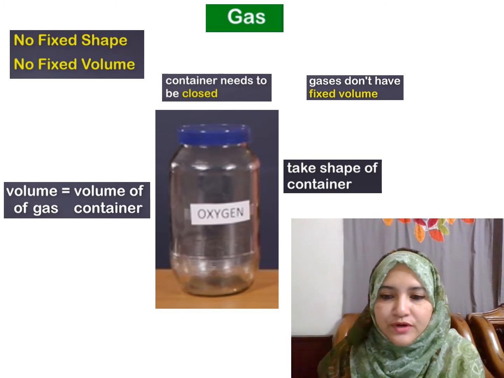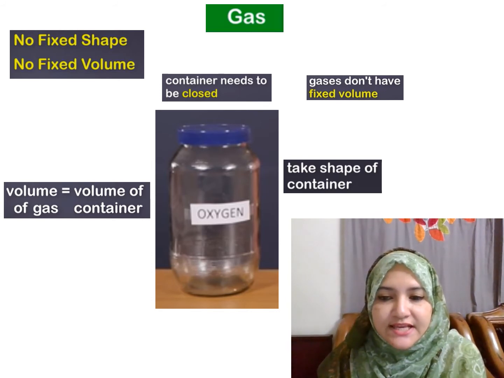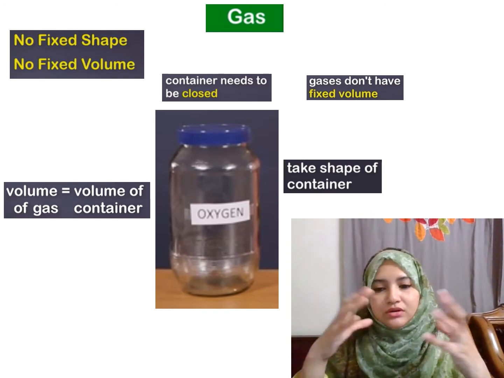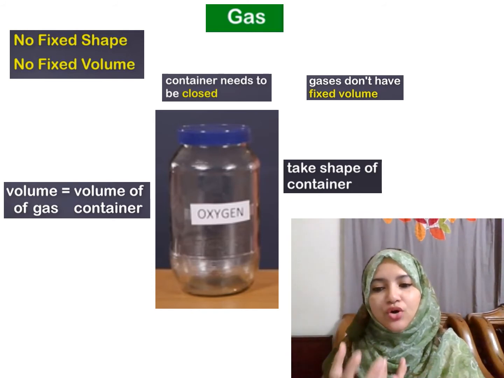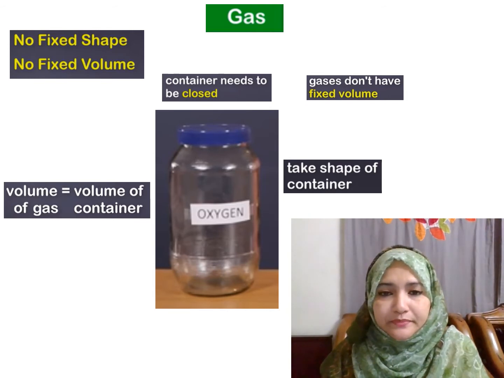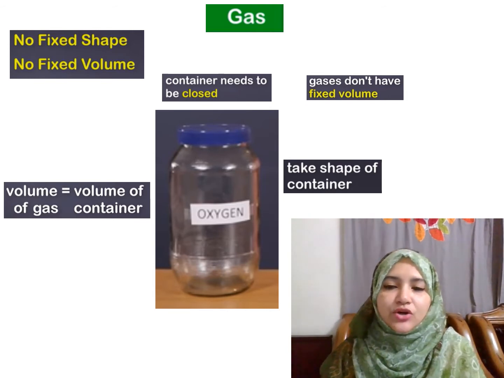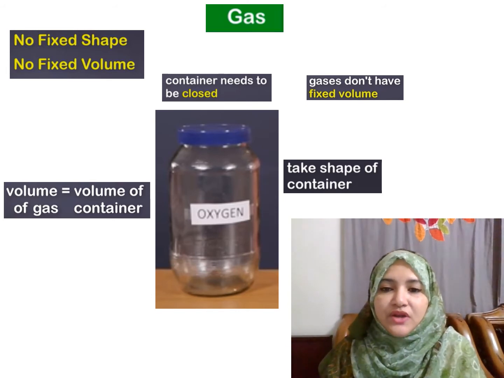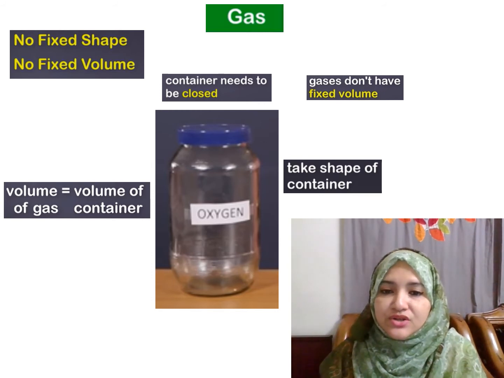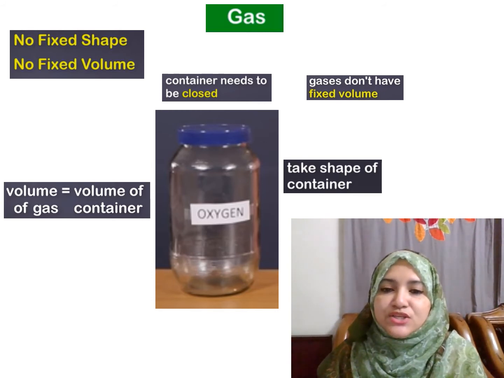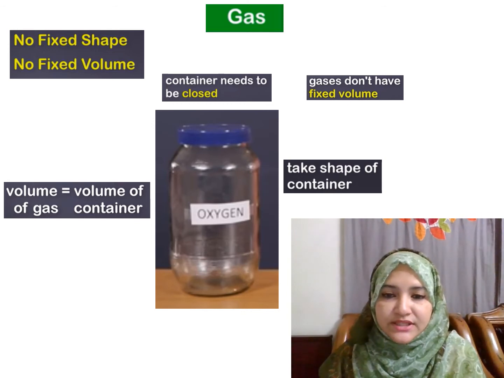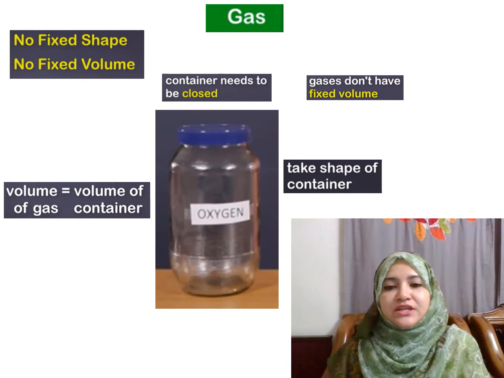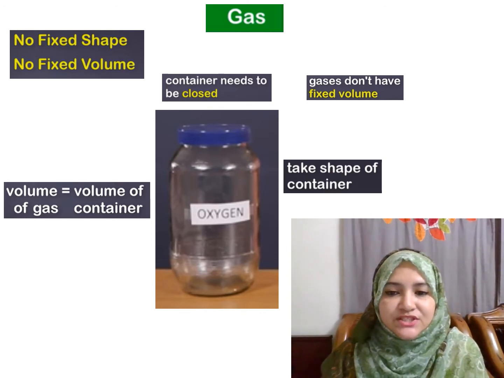For example, if I transfer this gas into a larger container, it will fill that container completely. Or if we apply some pressure and try to fit it into a smaller container, then the volume of the gas will be the volume of the smaller container. And that brings us to the next point, which is compressibility of gas.